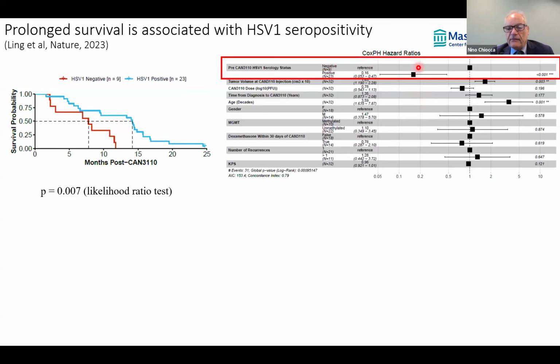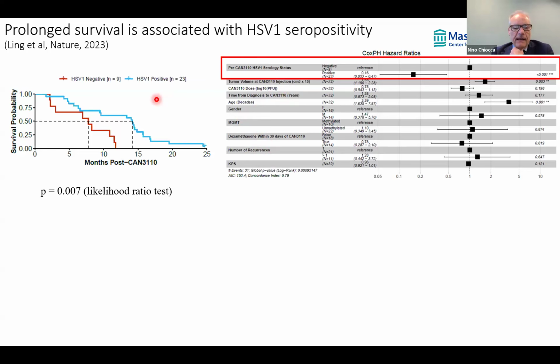So if you're seropositive, your hazard ratio of death was much, much less than it is if you were seronegative. This was highly statistically significant. And again, this was independent of everything else we could think of: tumor volume, dose, time from diagnosis, age, gender, MGMT, whether you use steroids, number of recurrences, or KPS. So again, this seemed to be an independent prognostic indicator of response.